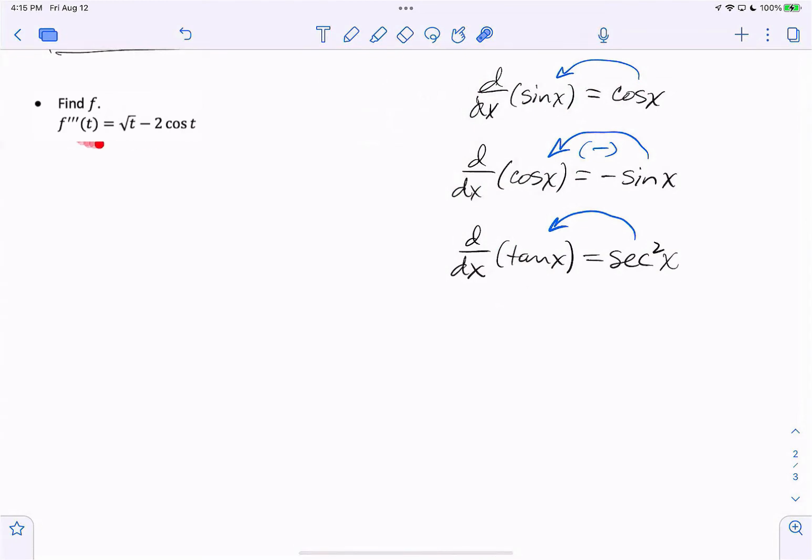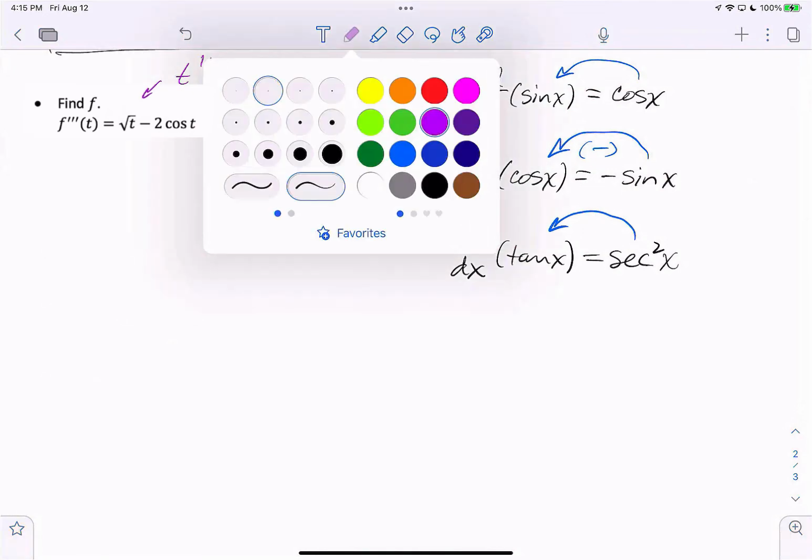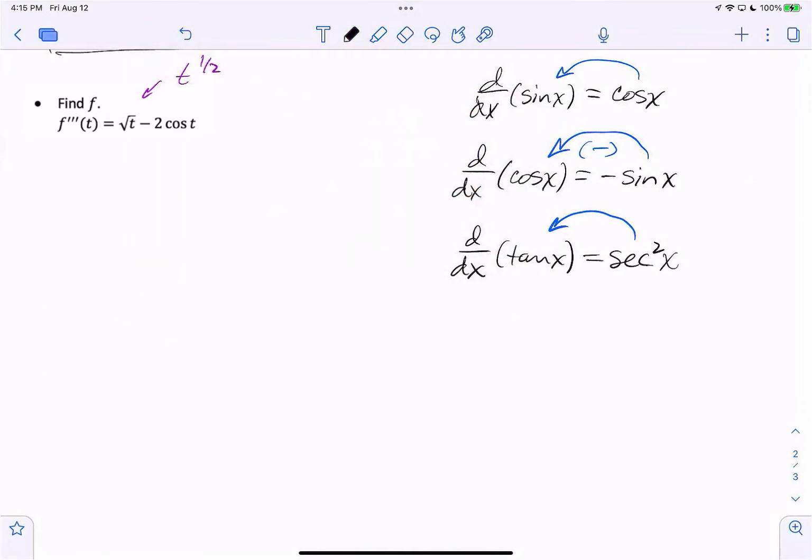Now let's turn our attention to this third derivative here and remind ourselves that the square root of t is actually t to the 1/2 power. It's important because I'm going to be using the power rule for antidifferentiation. I'm starting with f triple prime, so I'm going to write down f double prime. For t, add 1 to the exponent. I have t to the 3/2. Divide by the new exponent, so that gets a coefficient of 2/3.